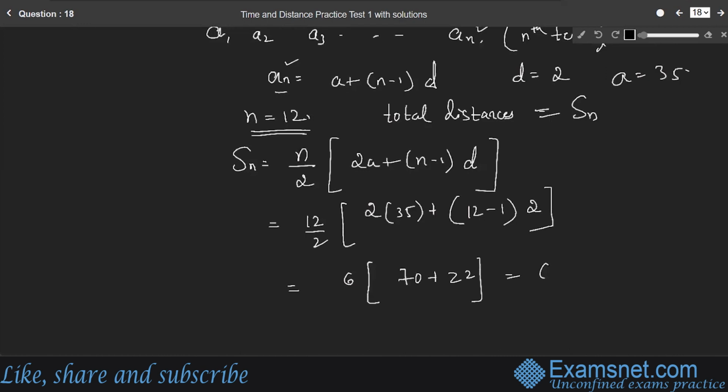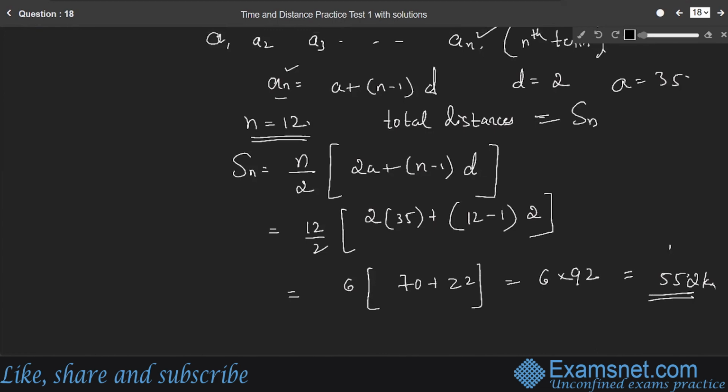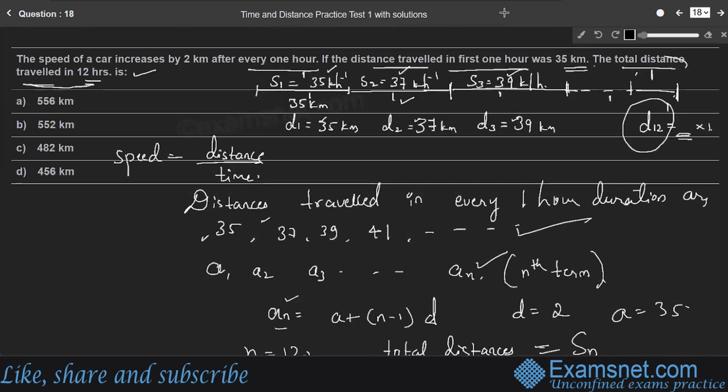Therefore, we have 6 into 92, right? So 6 times 92, that is 552. So 552 kilometers is the total distance traveled by the car, right? 552 kilometers. Option B is the right answer.